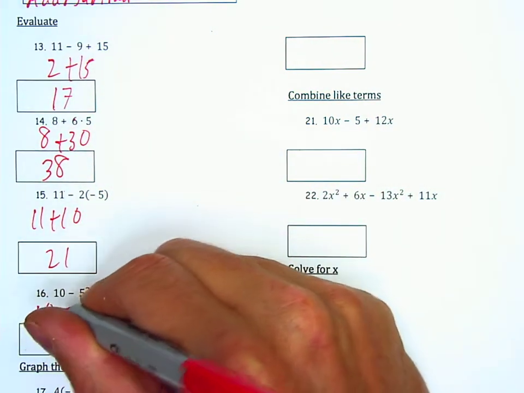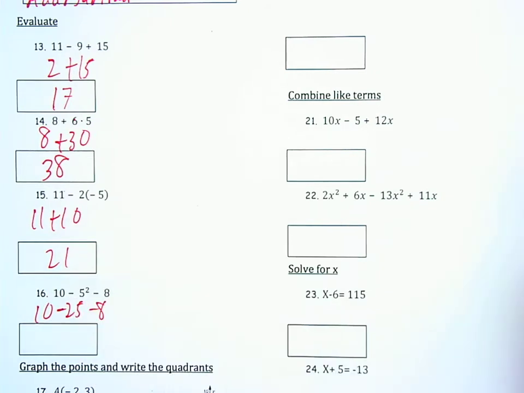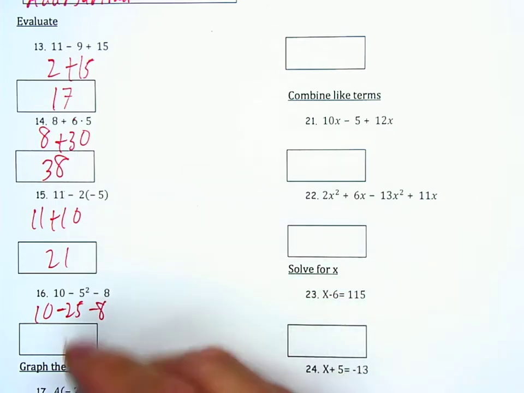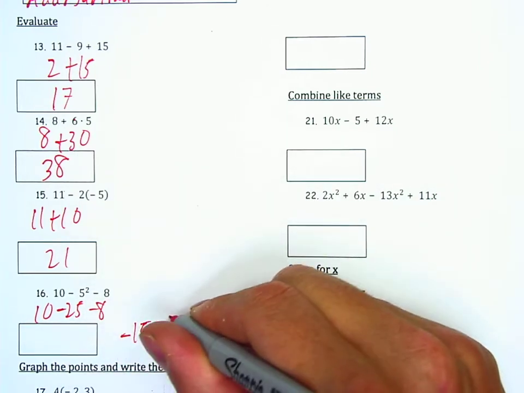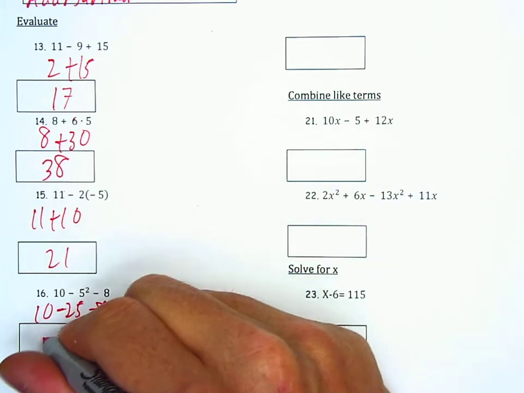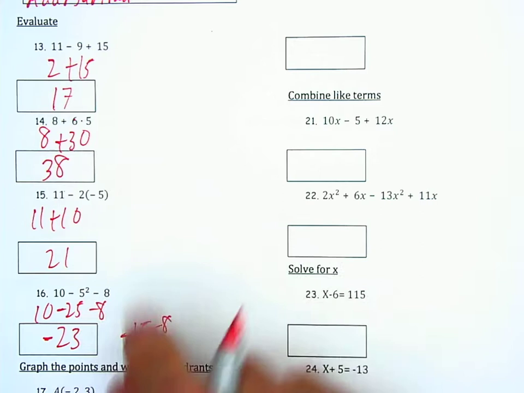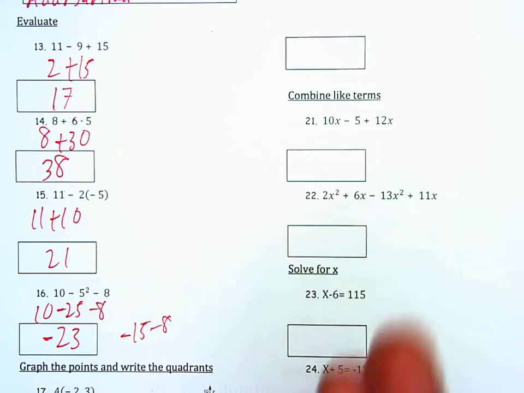Next thing, 10 minus 2^5 minus 8. Again, that exponent comes before we do the subtraction or addition. So again, I prefer to do 10 minus 25 here and then do the minus 8, but you can do it in either order. So 10 minus 25 or 10 plus -25 is -15. -15 minus 8 or -15 plus -8 is -23. Because again, those are the same sign. -15, -8. They add together to make -23.